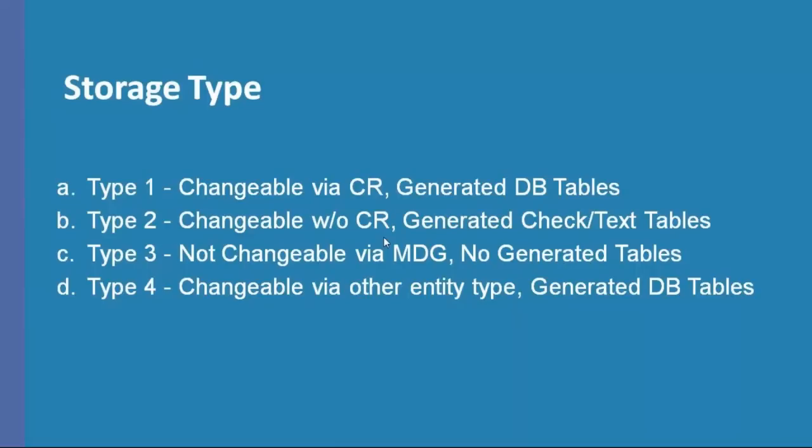But this is the first statement so far saying that it is changeable without MDG change request, with a generated check table or text table. Okay, so that means the values of this particular entity type, whatever attributes it has, do not depend on your change request. So whatever data you have in your change request does not mean it will go by that data.